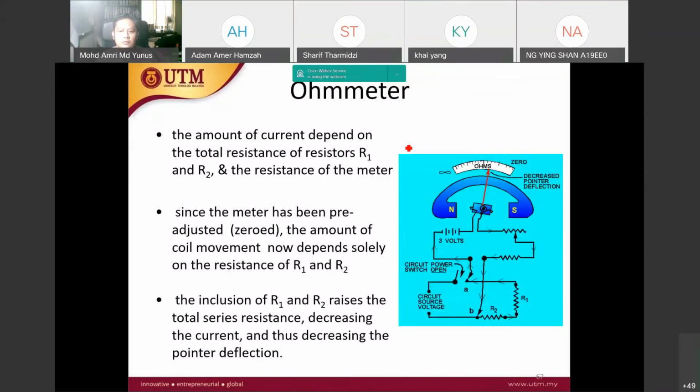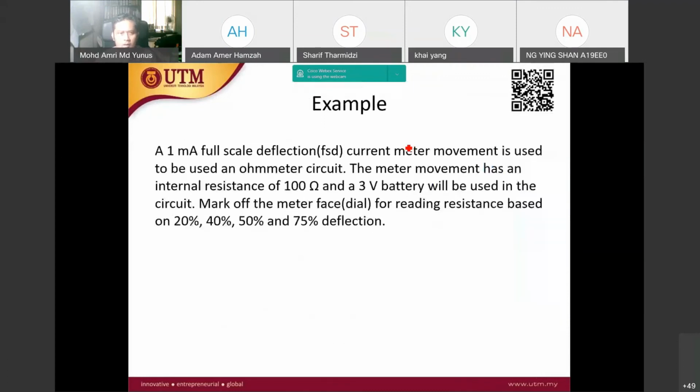I'll leave this to you to read. We go to this example. Basically, a 1 milliamp full-scale deflection current is used in an ohmmeter circuit. The meter movement has an internal resistance of 100 ohm, and the meter will be used in the circuit. Mark the meter reading.